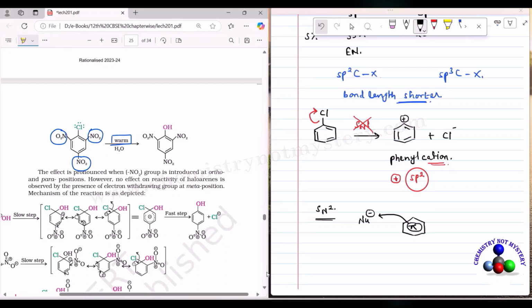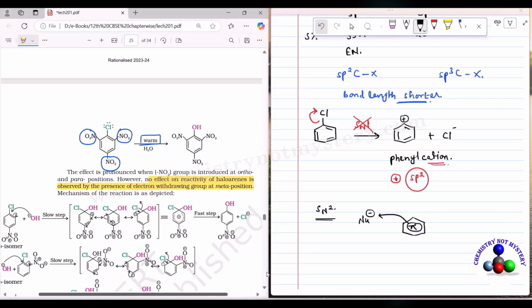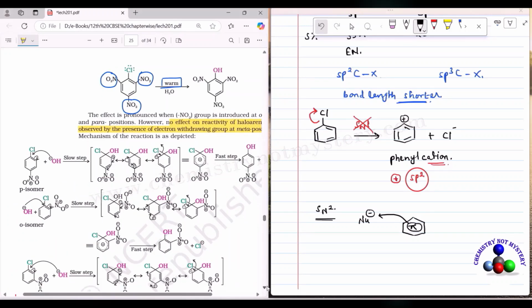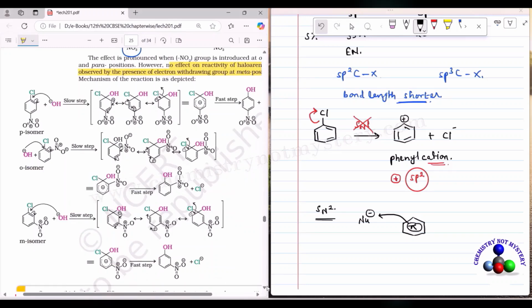The effect is pronounced when NO2 group is introduced at ortho and para positions. However, no effect on reactivity of haloarene is observed by the presence of an electron withdrawing group at meta position. The mechanism of reaction is as depicted. Now let's try to understand why there is no change on the presence of electron withdrawing group at meta position, and it enhances the reactivity when the nitro group is present at ortho and para position. So let's try to understand this reaction mechanism by drawing it ourselves.